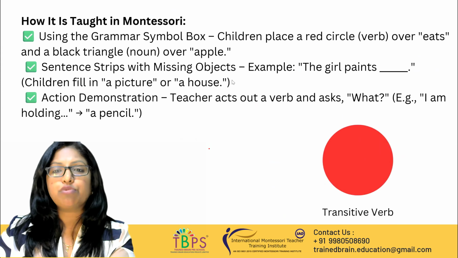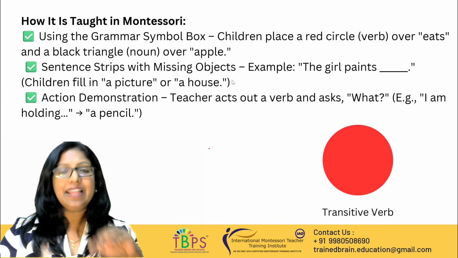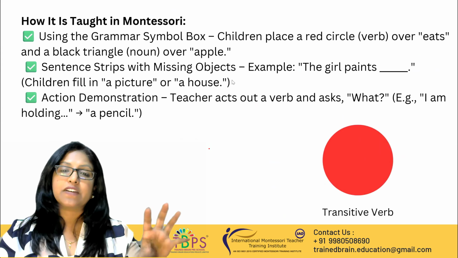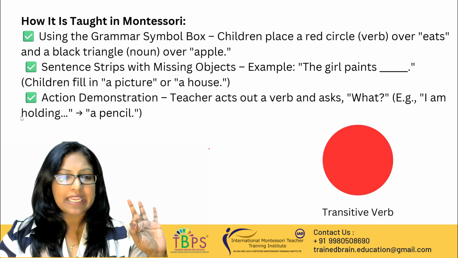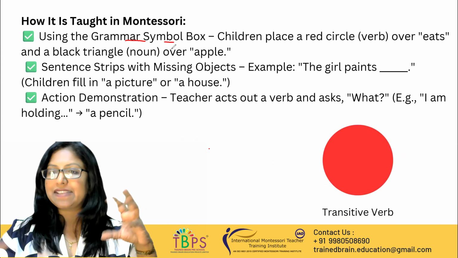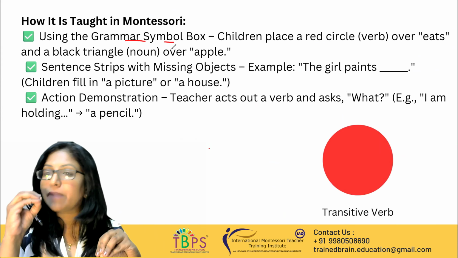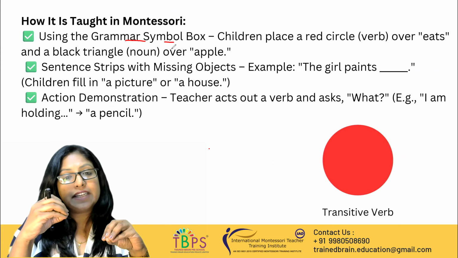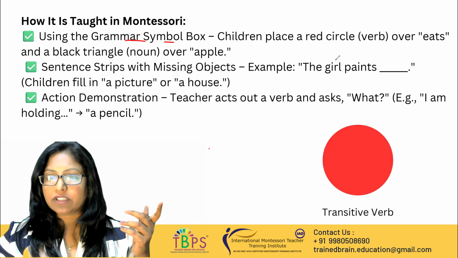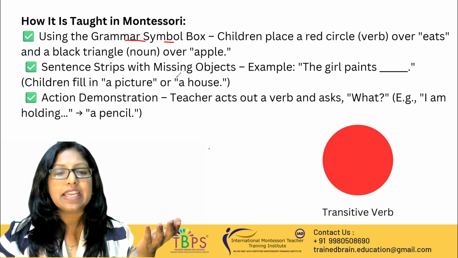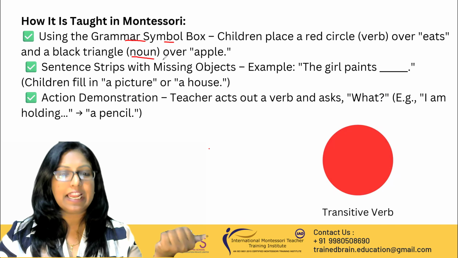So how do we do this in our Montessori classes? In the class, what am I supposed to first give to the child? I have to first take my Montessori grammar symbol box. The grammar symbol is essential. So the child will start picking the red circle, right? The red circle is for my verb. And the black triangle is for the noun, correct?